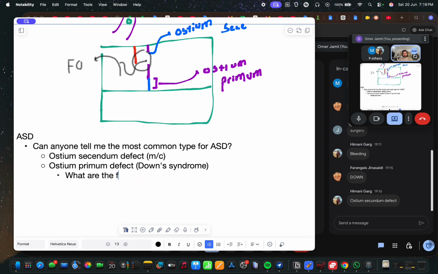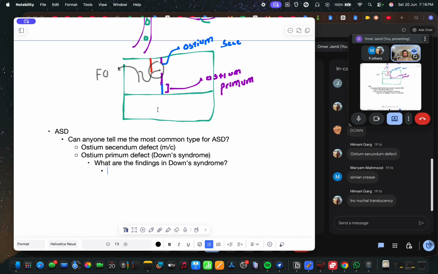findings in Down syndrome? Because this is a multi-system integration class, I'm not going to be like traditional teachers just harping on one concept. So what are the findings in Down syndrome? Okay, very good. Increased nuchal translucency, very good. This is on prenatal ultrasound. Usually, if you want to take it a step beyond, it's greater than 6 mm. This is more relatable to step 2, this 6 mm thing, but whatever.